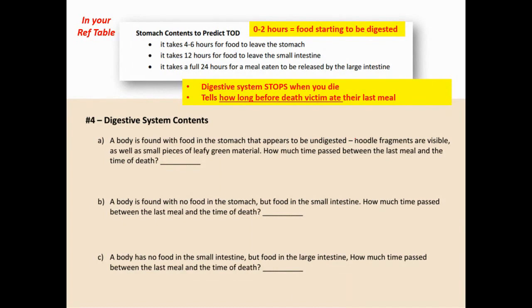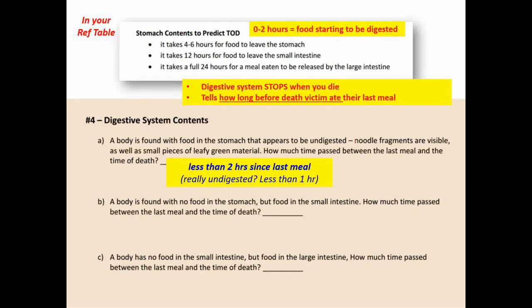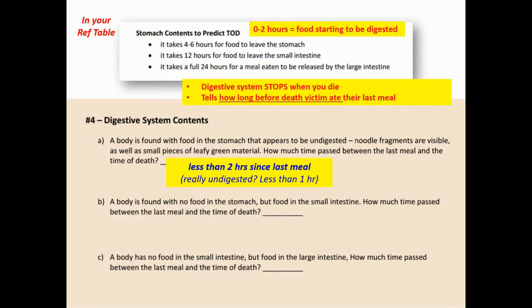Okay. Body is found with food in the stomach that appears to be undigested. We're doing 4A. Noodle fragments are visible, small pieces of leafy green material. How much time has passed between the last meal and the time of death? I would say less than 2 hours. If it's really, really undigested, you could say less than 1 hour. Okay. In this case, they say it appears to be undigested. So maybe we'd say less than 1 hour.